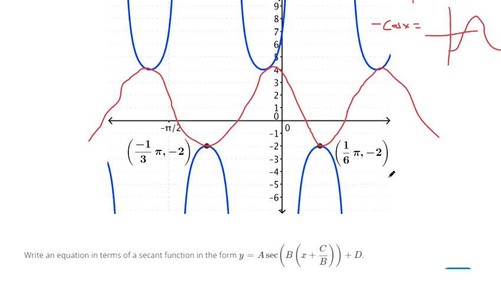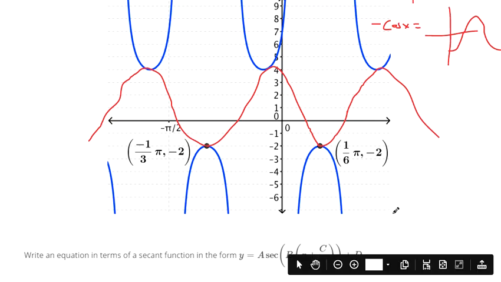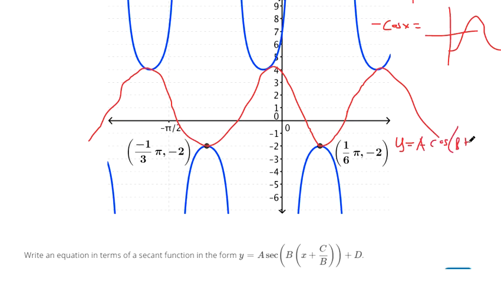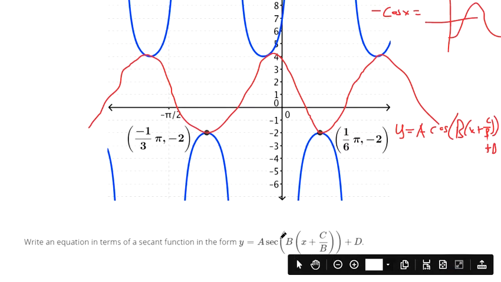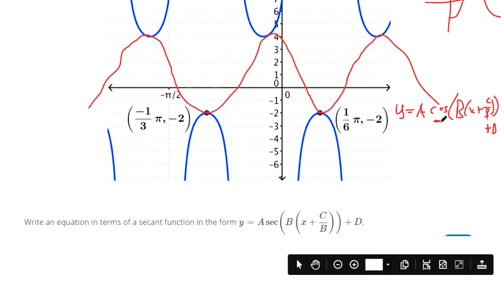But I think that we might be a little ahead of ourselves there. Let's start with the easy stuff first. Let's find d. We're looking for this: y equals a cosine of b times (x plus c over b), plus d. Same type of thing. We're looking for this same type of structure, except cosine.